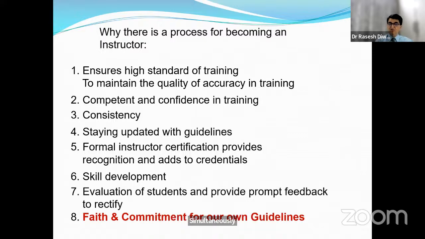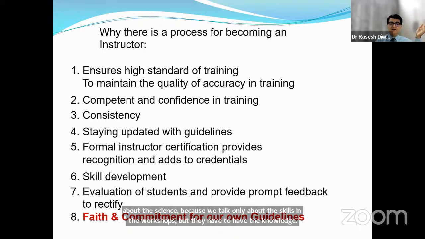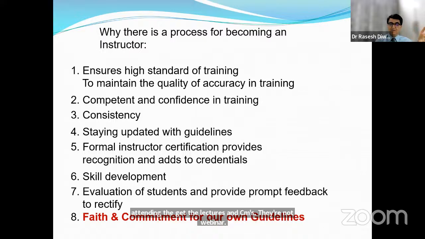They have to read a lot about the science, because we talk only about the skills in the workshops, but they have to have a lot of theoretical knowledge by getting it from the library, from the literature published, by attending the lectures and CMEs and webinars like what Dr. Rakesh talked about today, and Dr. Said Moid has been talking about this also a lot.